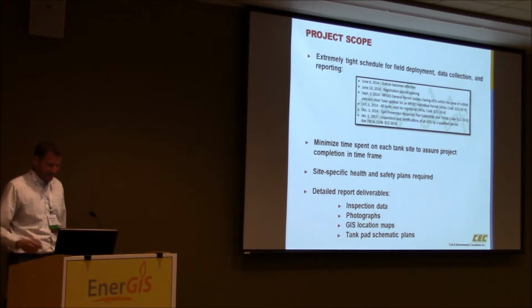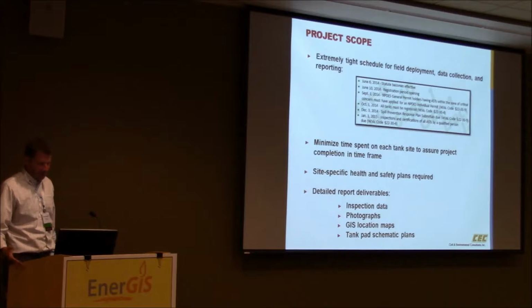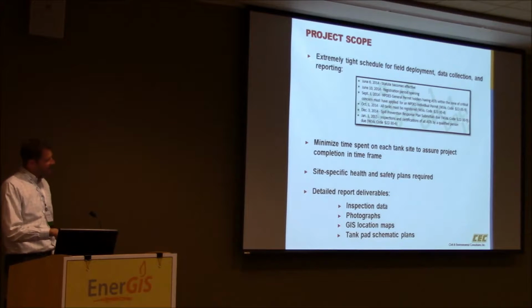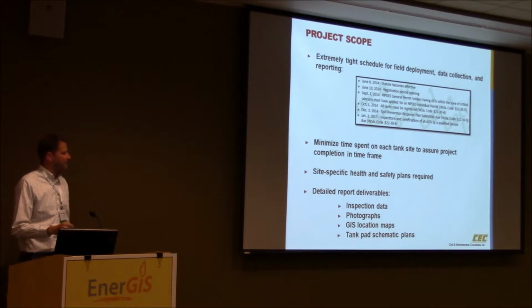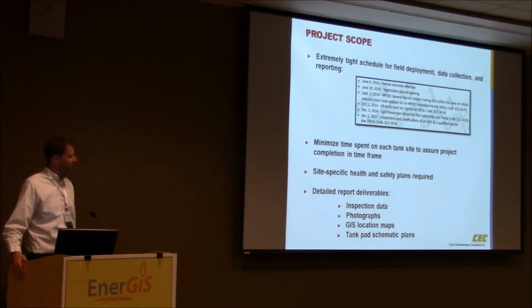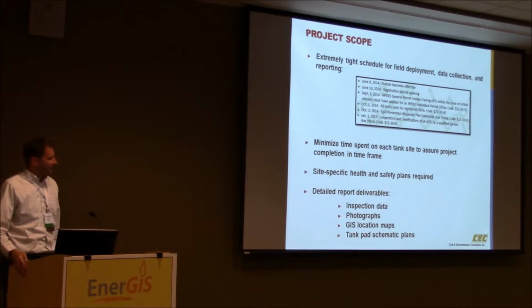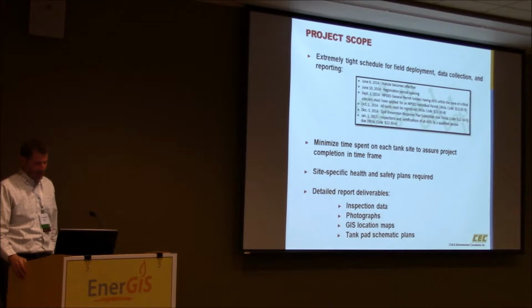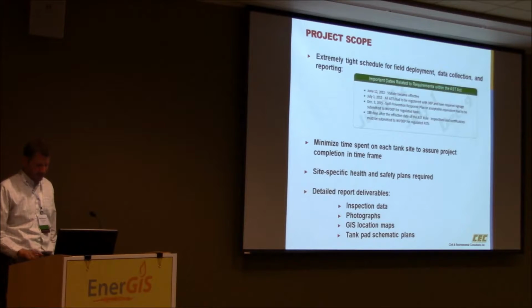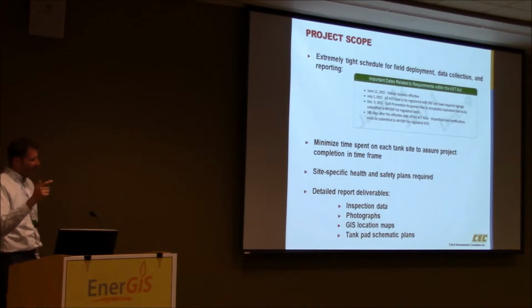So that was another component of it as well for us to do our job properly. In the end, we're looking at all the inspection data that was collected through the application, photographs. The law did require at least one photograph of every tank. There's a pretty heavy GIS component to that for location maps and also health and safety maps, which Noah will talk about in a little bit, and then some tank pad schematic plans.